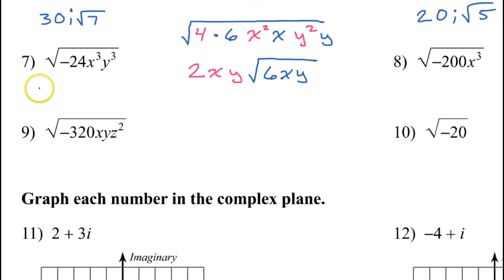So this is going to be my answer, except I will also have i. So I'm going to have 2xy i radical 6xy. Okay, and that's my answer for number 7.